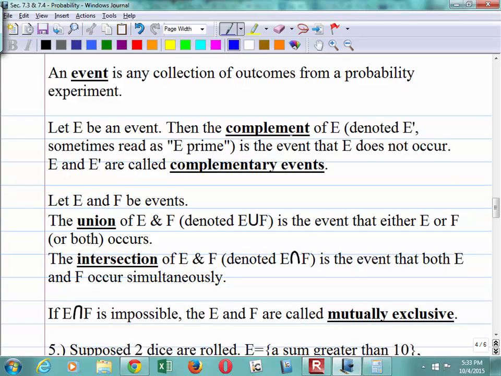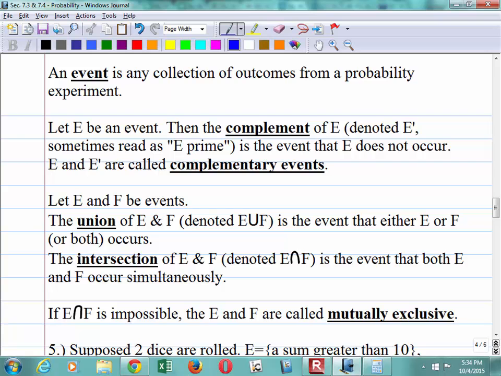Okay. So an event is any collection of outcomes from a probability experiment. Let E be an event. Then the complement of E, denoted E apostrophe, or sometimes read as E prime, is the event that E does not occur. E and E prime are called complementary events.